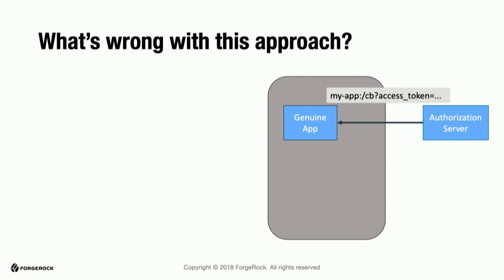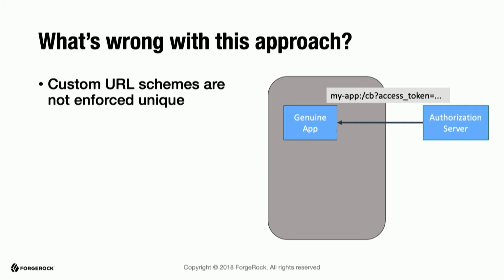So what's wrong with this? There's a few things wrong with this. This is my brilliantly drawn depiction of a mobile phone, and here's an authorization server redirecting back with a custom URL scheme, which the operating system is then handing over to that app. The problem with this is that custom URL schemes are not enforced to be unique by the phones, so multiple apps can register the same URL scheme. In fact, it's quite common for multiple apps from the same organization to register the same URL scheme.